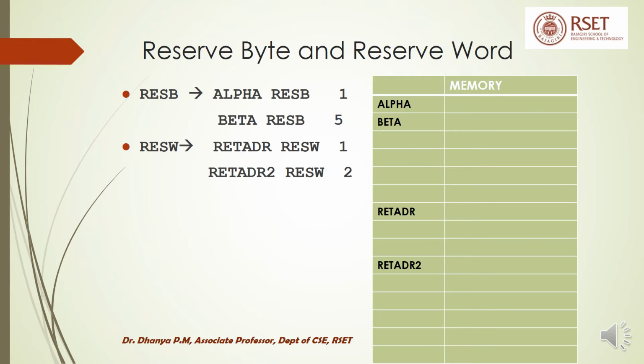Reserve byte and reserve word. In the example, we have written ALPHA RESB 1. That means 1 byte location is reserved and it is of the name ALPHA. So on the right hand side, we can see a figure of memory where 1 byte is reserved with the address ALPHA. The next one is BETA RESB 5. That means 5 bytes are reserved and that location will be named BETA.